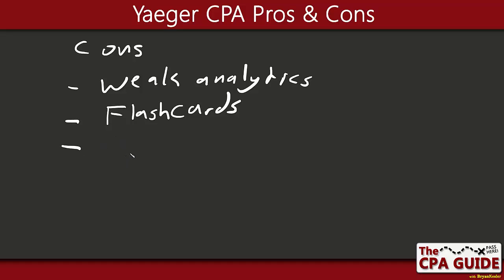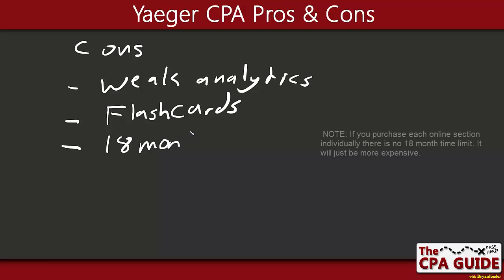All right, and then the third thing is that for the online access, you only receive 18 months. While this sounds like a long time, it goes by extremely quickly, and some of the other courses do offer unlimited access or 24-month access. So that's something to consider. Hopefully most of you can pass within 18 months though.